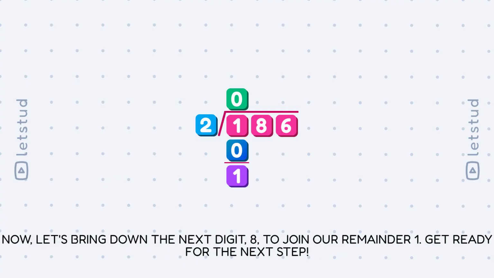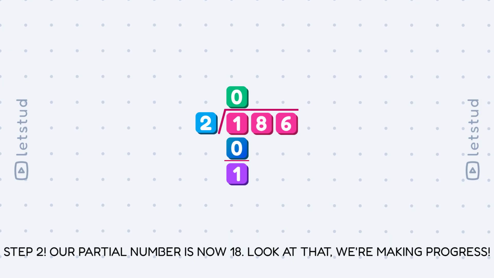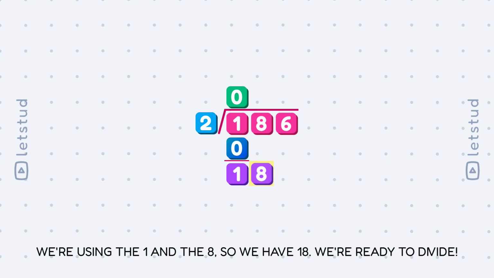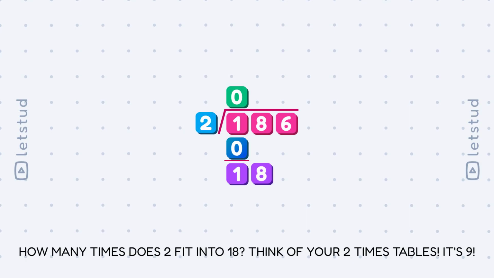Now let's bring down the next digit 8 to join our remainder 1. Get ready for the next step. Step 2, our partial number is now 18, look at that, we're making progress. We're using the 1 and the 8, so we have 18, we're ready to divide. How many times does 2 fit into 18?